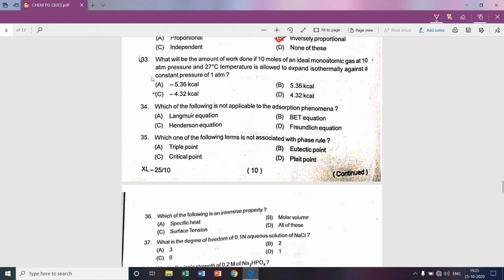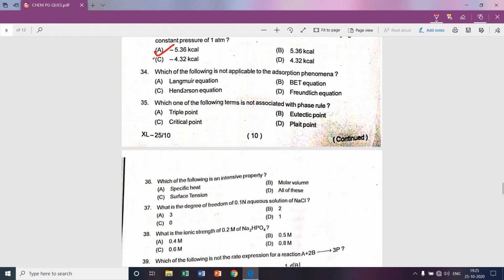And 33. What will be the amount of work done if 10 moles of an ideal monoatomic gas at 10 atmospheric pressure and 27 degree temperature is allowed to expand isothermally against a constant pressure of 1 atmosphere? And your answer is option A, that is minus 5.36 kilocalorie.